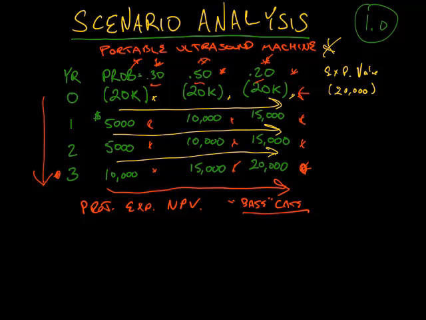I'm going to use the bottom half of our magic blackboard here to do that. If you remember, all we do is multiply the probability times that particular value assigned to that year. So with 30%, year 1, we're looking at the 5,000.